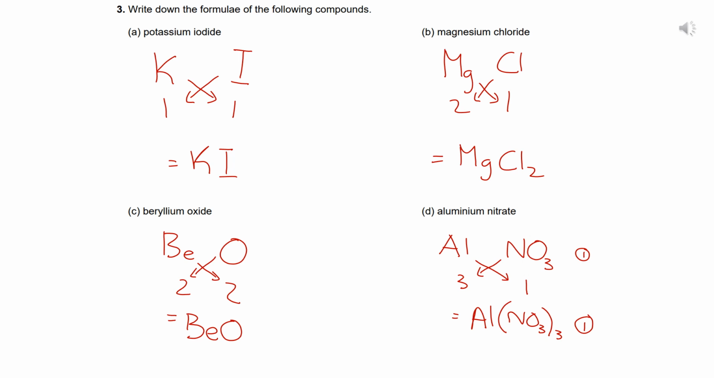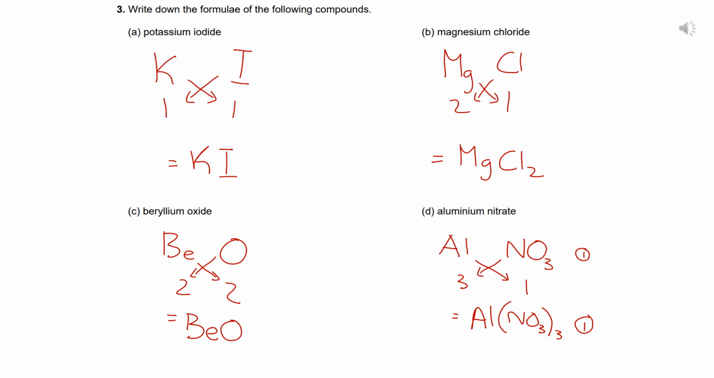Now if you've written Be2O2, I completely understand where you're coming from, because when you cross them over and times them by each other, that's what you would get. But you simplify those numbers, and 2 to 2 simplifies to 1 to 1, so you actually end up with BeO. So 1 beryllium atom can give 2 electrons to 1 oxygen atom to form beryllium oxide.